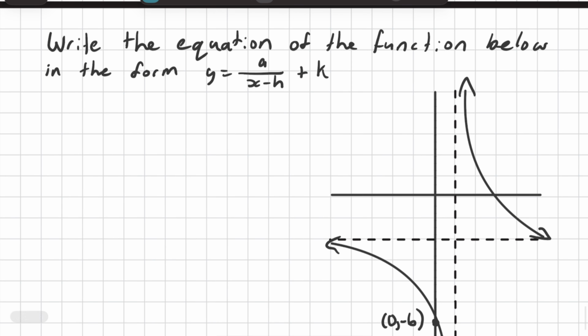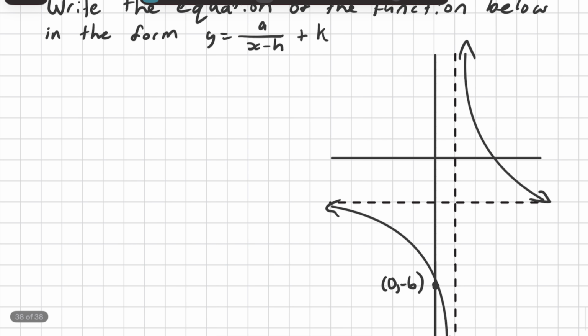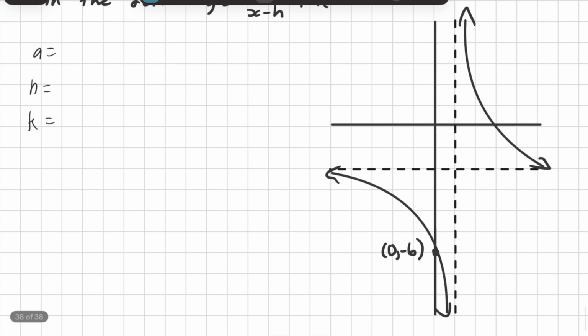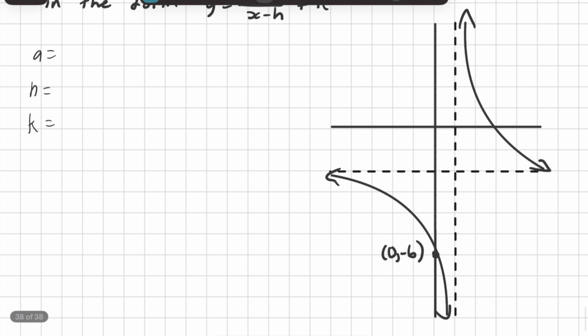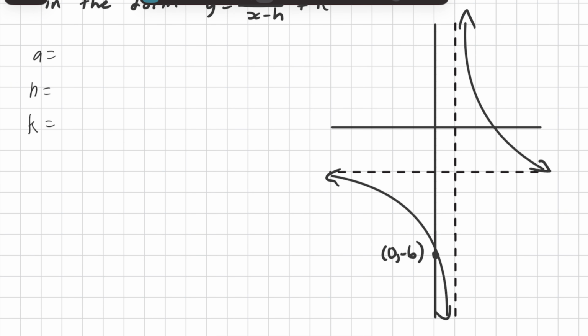Next question. Write the equation of the function below in the form y equals a over (x minus h) plus k. So this is where I was talking about where you have to do your a equals and then your h equals and then your k equals. We're going to go ahead and get the point where the asymptotes meet, because that's basically what the position of the vertex would be. So it's your h and k value. So for this graph, it looks like it's at 1 and negative 2. So over 1, h is 1, down 2, k is negative 2.